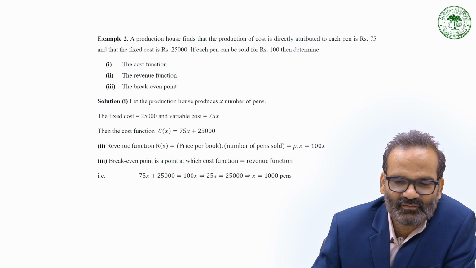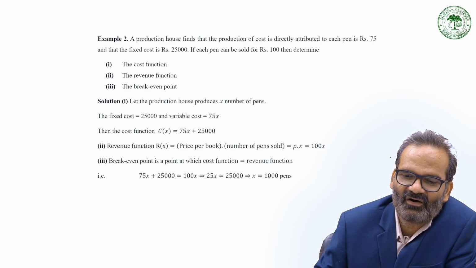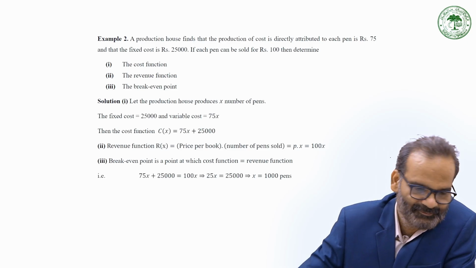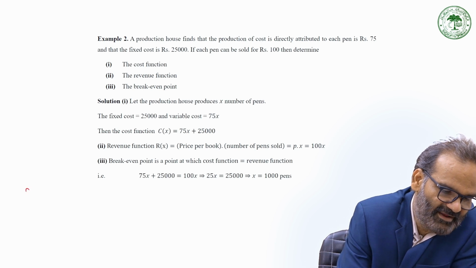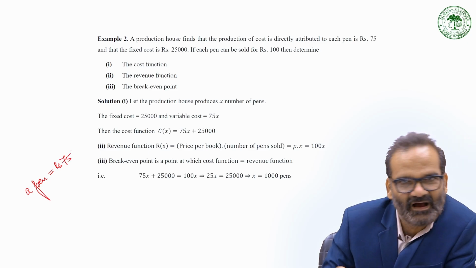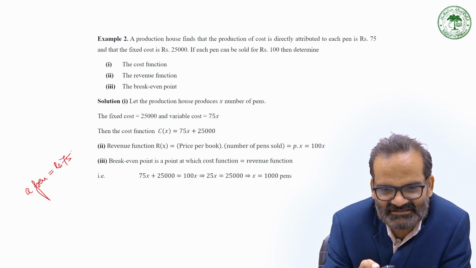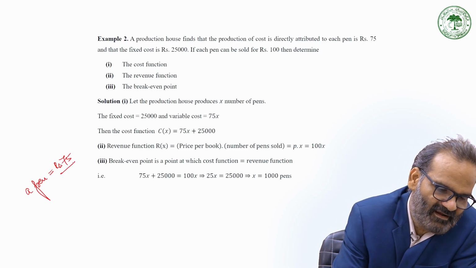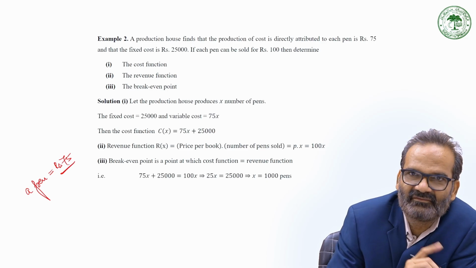A production house finds that the cost directly attributed to each pen is rupees 75. So the cost of a pen is rupees 75. Right? See how we can construct the cost function. This you can also learn from this example. One pen costs rupees 75, right?